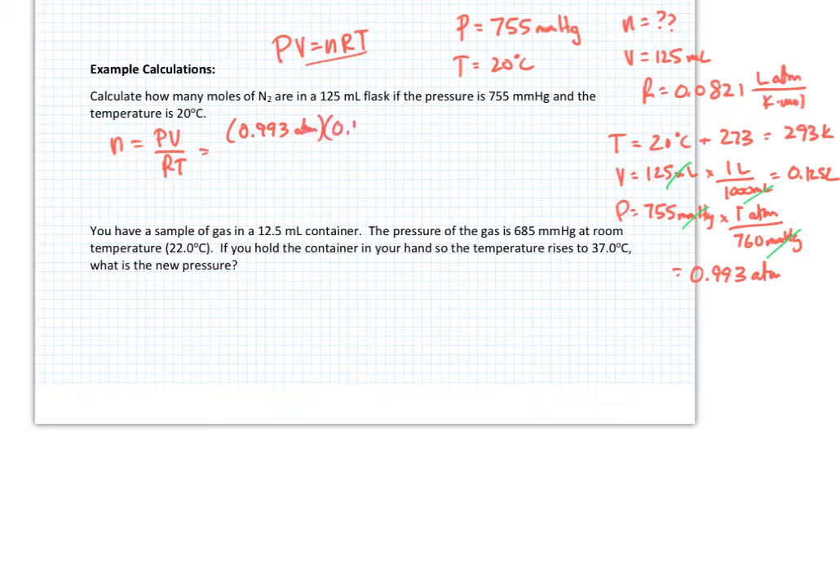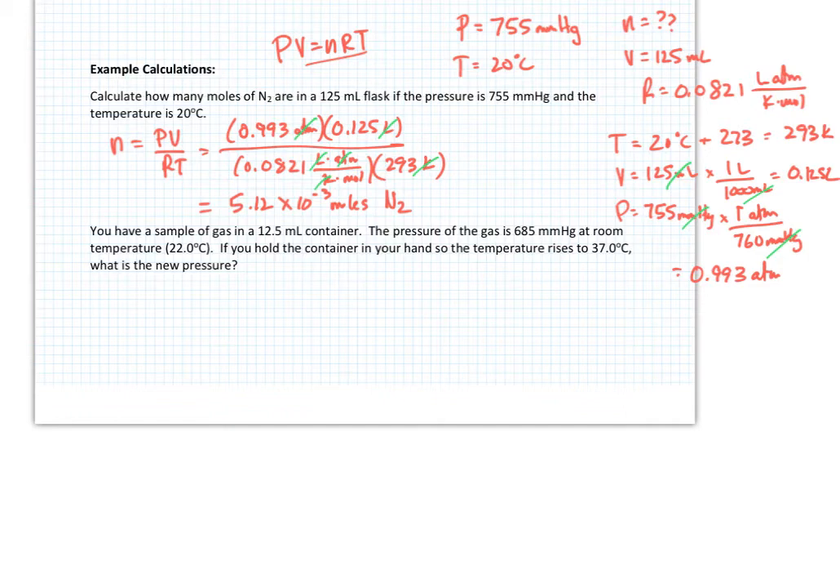So into my original equation, I plug all these new numbers: 0.993 atmospheres, volume is 0.125 liters, R is 0.0821 liter atmosphere per Kelvin mole, and temperature is 293 Kelvin. Make sure our units cancel. Atmosphere cancels atmosphere, liters cancels liters, Kelvin cancels Kelvin, and we're going to have 1 divided by 1 over mole, which will give me an answer in moles. So this is going to equal 5.12 times 10 to the minus 3 moles of nitrogen.